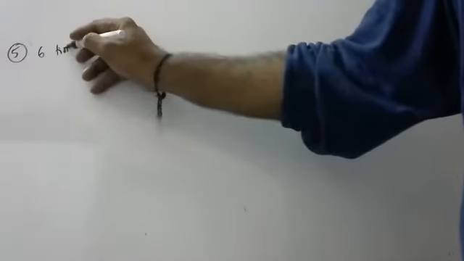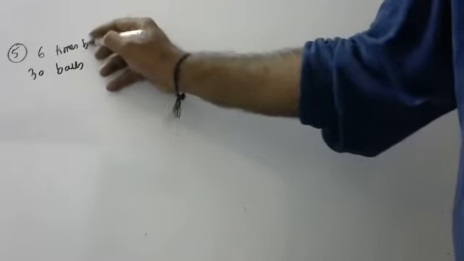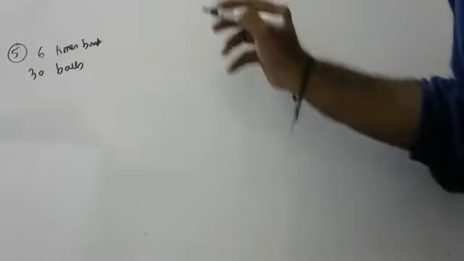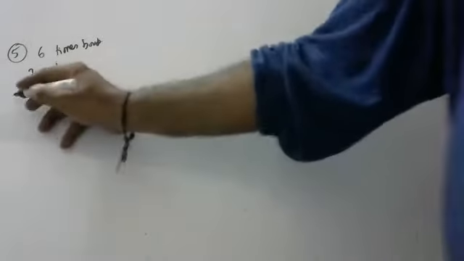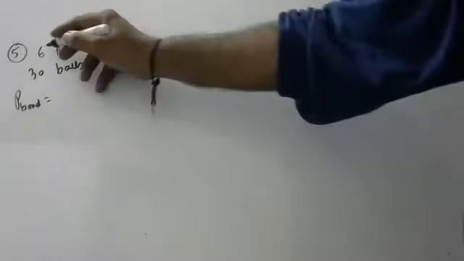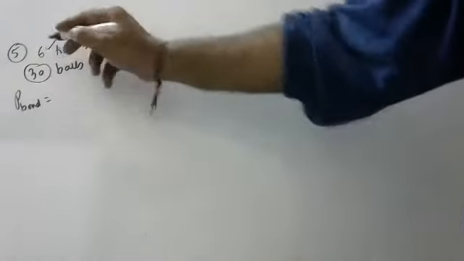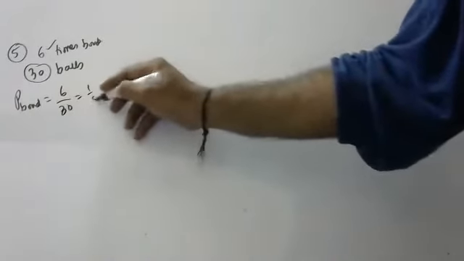In a cricket match, a batsman hits a boundary 6 times out of 30 balls. Find the probability that in 1 ball played he hits a boundary. What is the probability of hitting a boundary? For 30 balls, he hit 6 times. So 6 by 30, that is 1 by 5.